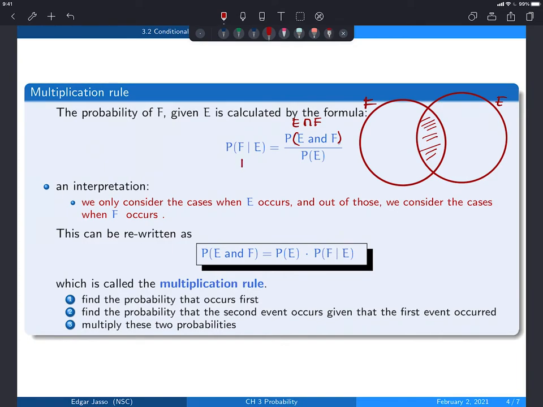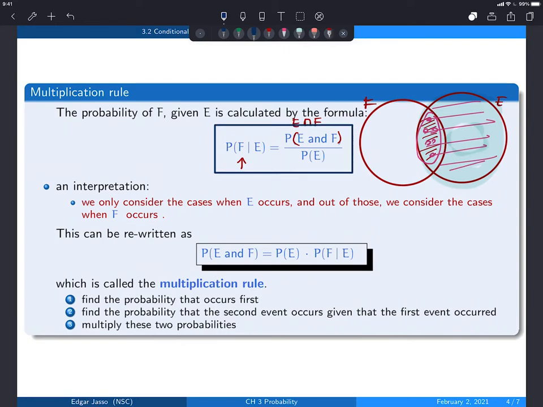Okay, let's try to make sense of this. The probability of F given E means the probability that F happened knowing that E happened. I hope you see that now this picture makes total sense, or the formula makes sense. The probability of F given E means that E already happened, so you're on this side. So what's the probability of F given that E happened? Well, it's how many you have in here, in the intersection, divided by how many you have over here. So that's exactly what this is telling you. I hope the picture expresses how simple this formula is.